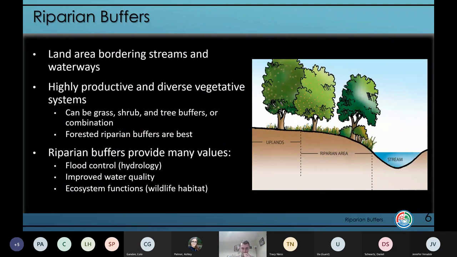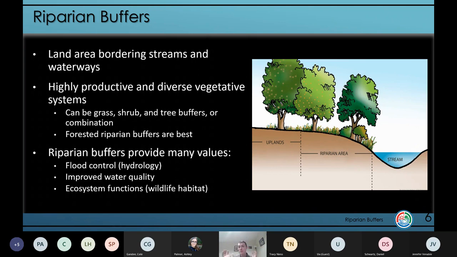Riparian buffer zones are really, really good. The reason that we like to have them around, so what are they actually? I should say that first. They're the land that is bordering a stream or any other waterway. They're highly productive and diverse vegetative systems. They can be grass or trees or anything like that. The best ones are forests, so big trees with big roots holding soil together.